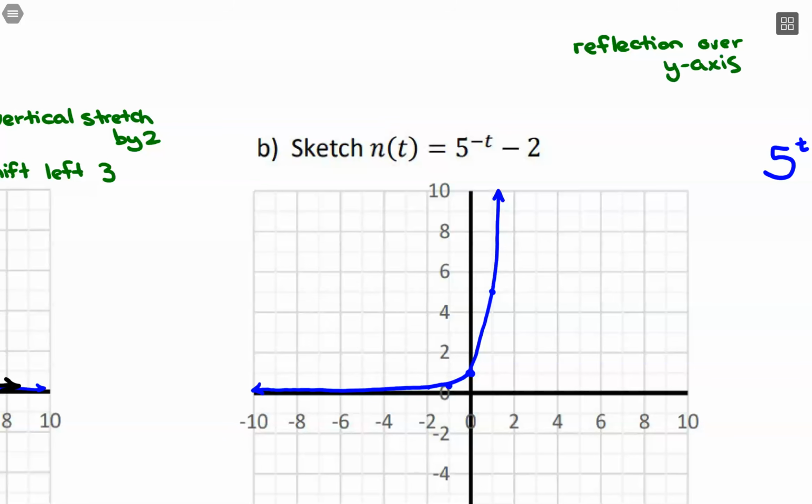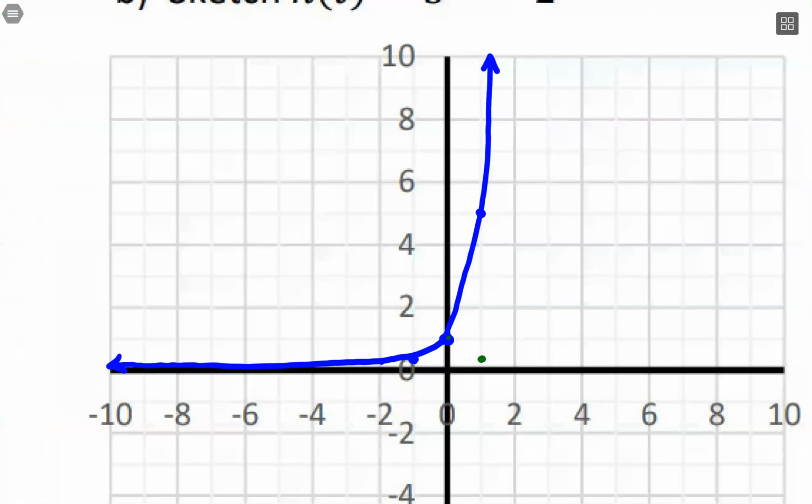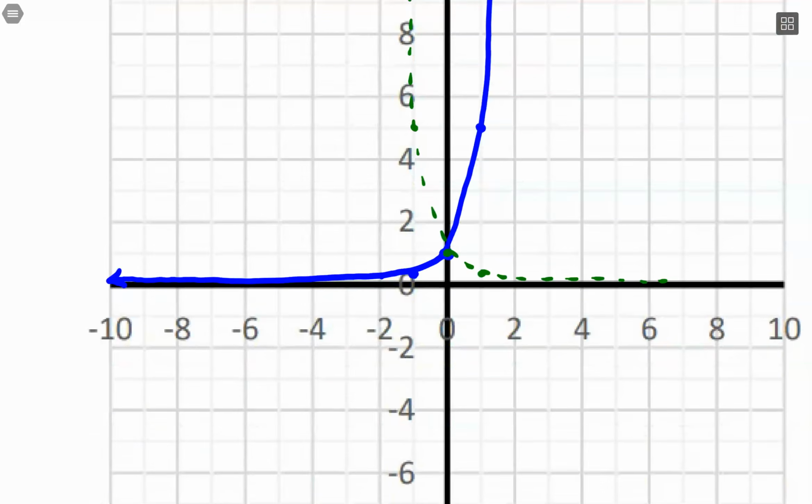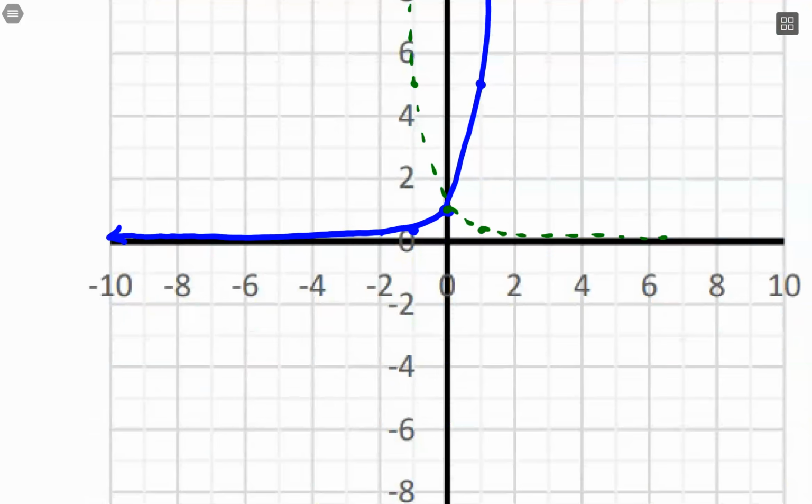And then we have this -2 on the outside, so that's going to be our vertical shift down 2 units. So I'm going to reflect it, like that. And then we're going to move down 2 units, which means we're going to move the asymptote. We'll move down 2 units. So my asymptote will now be down at y equals -2.